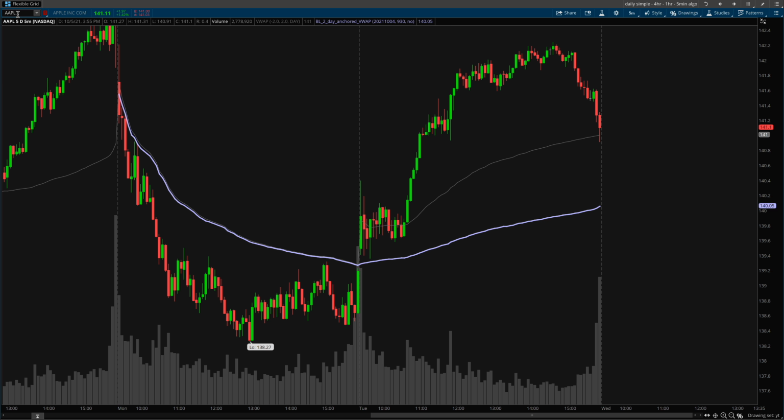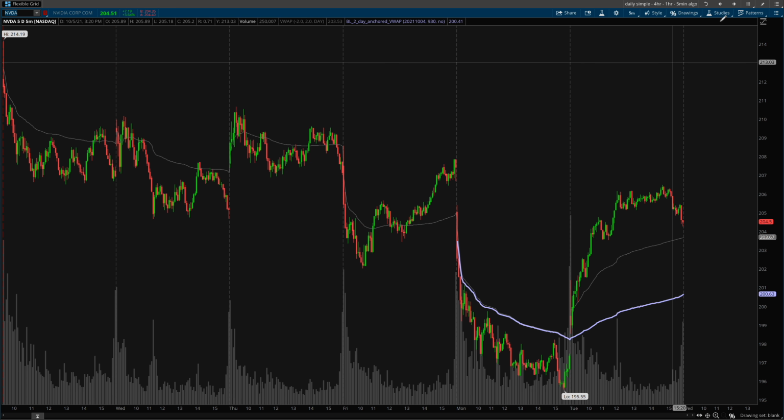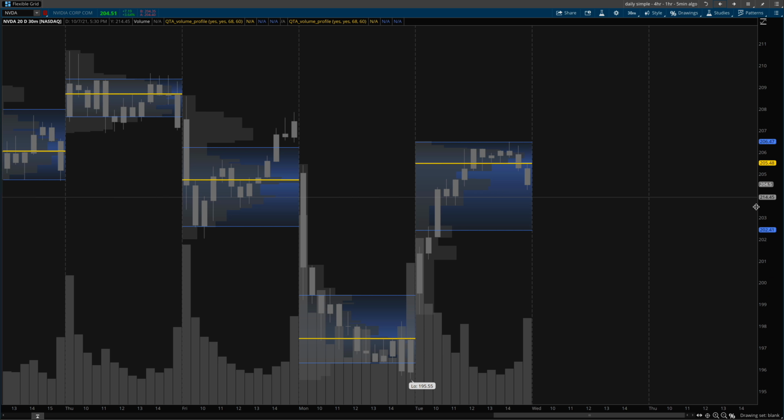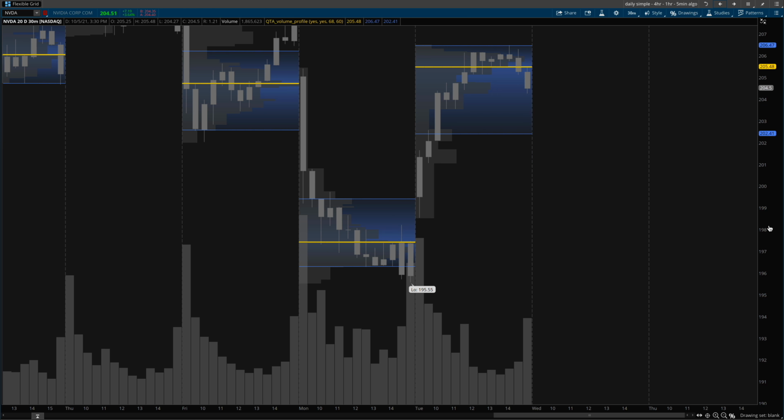Next, if we jump to NVDA, again, we'll go back to the volume profile and zoom in right here. You guys can see the current theme that's going on. Here goes the one standard deviation of all the volume yesterday, which is the value area on the volume profile.